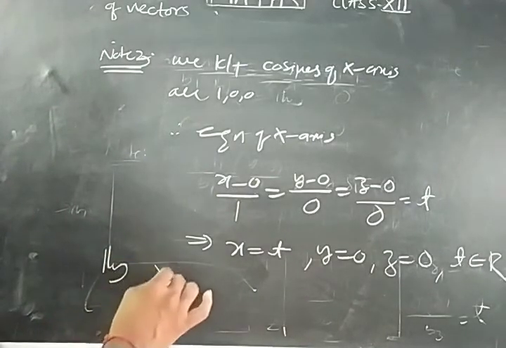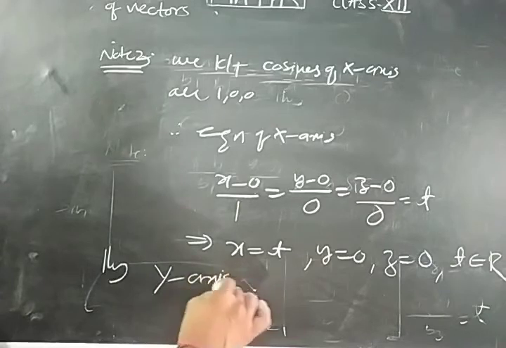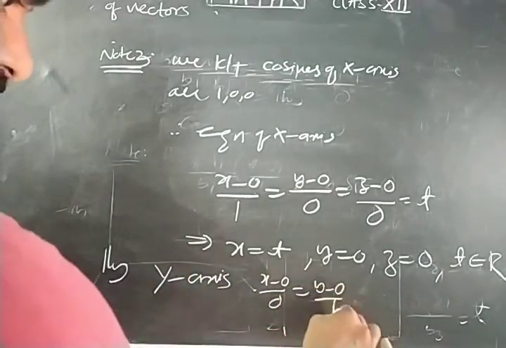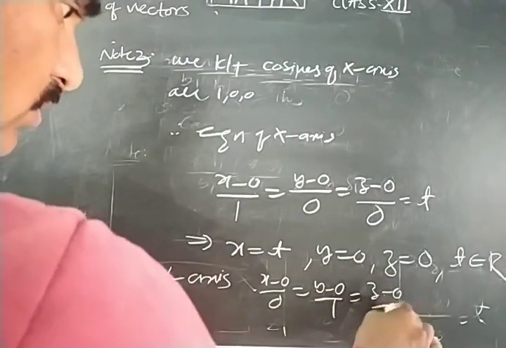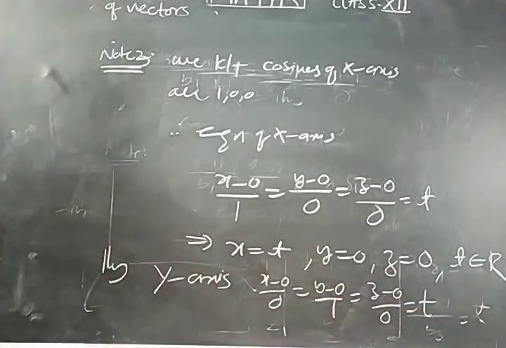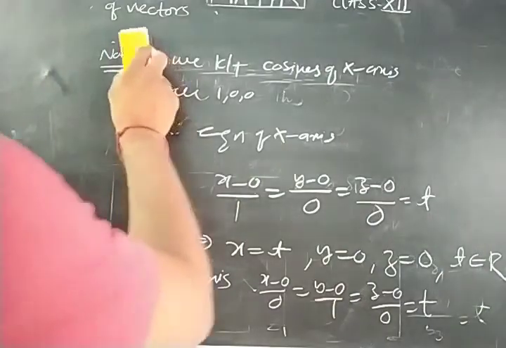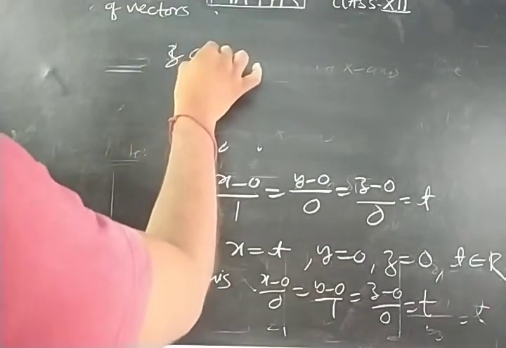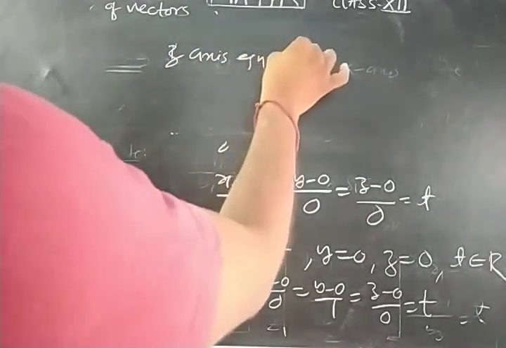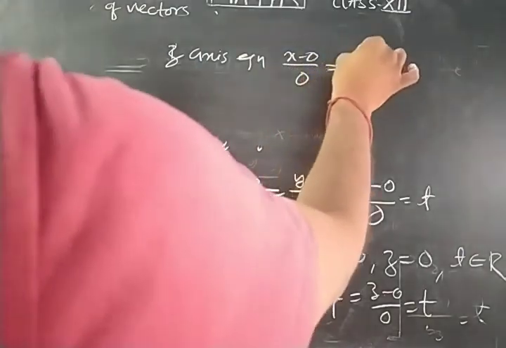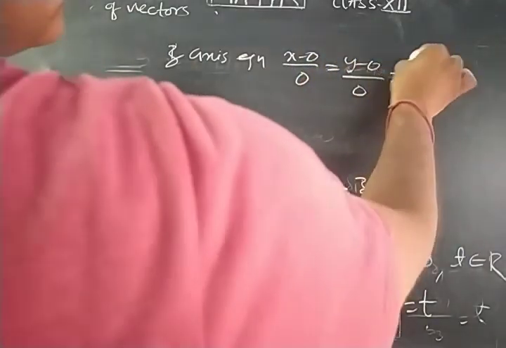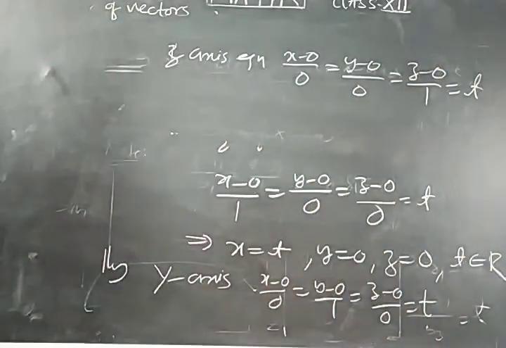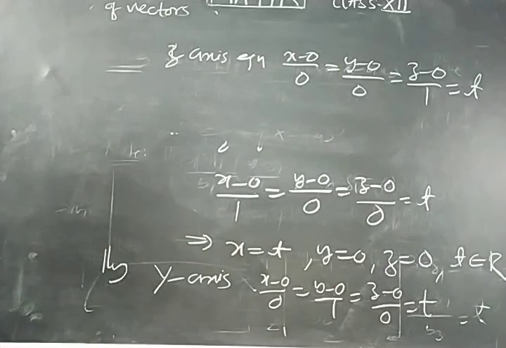Similarly, the y-axis equation you can write as x minus 0 by 0, y minus 0 by 1, z minus 0 by 0 is equal to t. The equation of the z-axis: x minus 0 by 0, y minus 0 by 0, z minus 0 by 1 is equal to t. Why? Because 0, 0, 1 are the direction cosines of the z-axis. Okay.